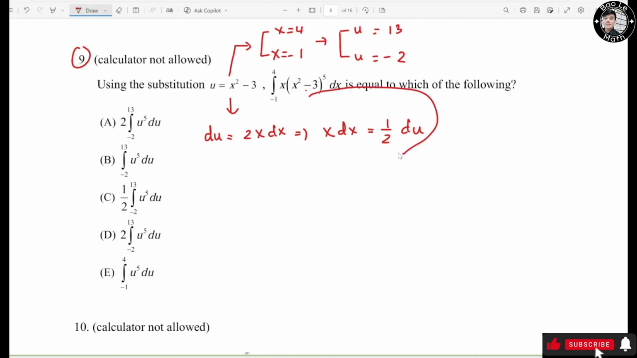So this becomes the integral from -2 to 13 of s ds, which equals 1/2 du. I put 1/2 in the front, right? And this is going to be u to the 5th du. So the answer must be C.